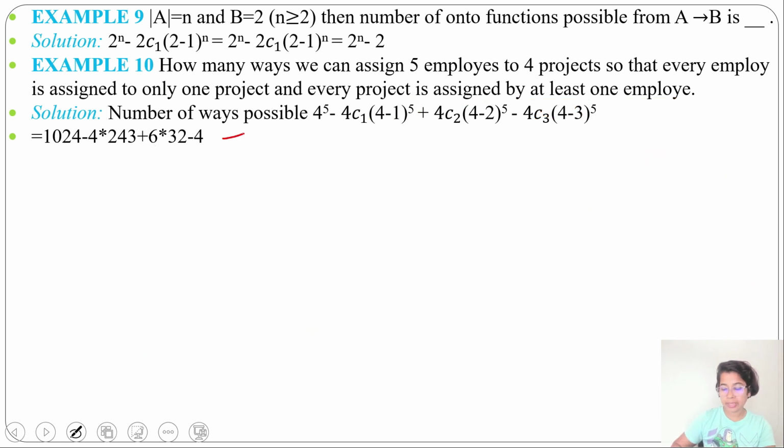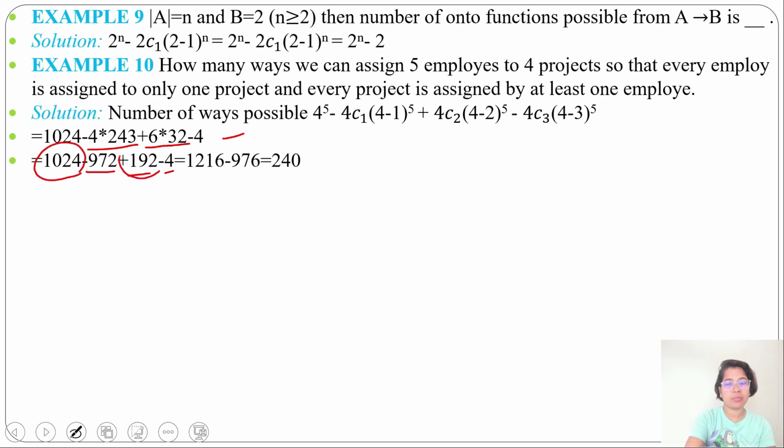Now simplify this. We'll get 1024 minus 972 after multiplication, plus 6 multiplied by 32, which is 192, minus 4. Now add all positive numbers. So 1024 plus 192 will be 1216, minus, then 972 plus 4, which will be 976. Now subtract, we'll get 240. So there are 240 ways we can assign 5 employees to 4 projects such that every employee is assigned to only one project and every project is assigned by at least one employee. It means one project can be assigned to multiple employees.